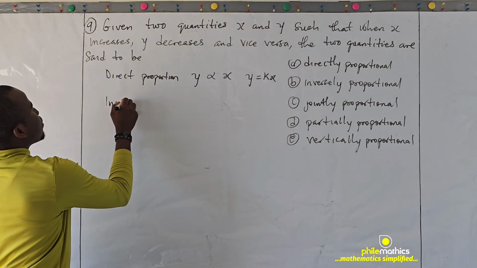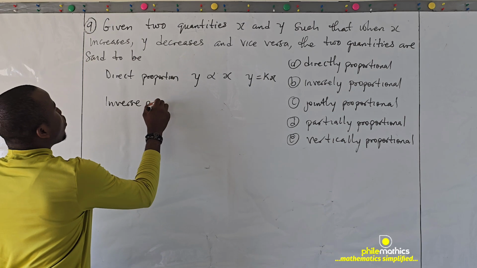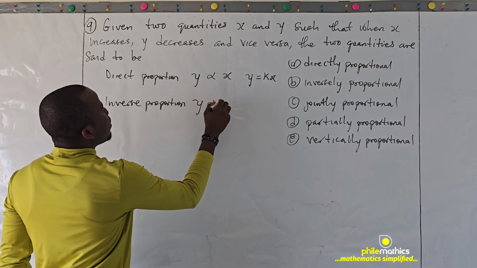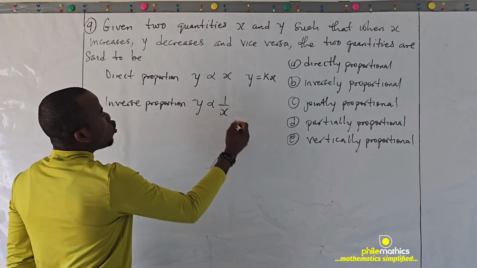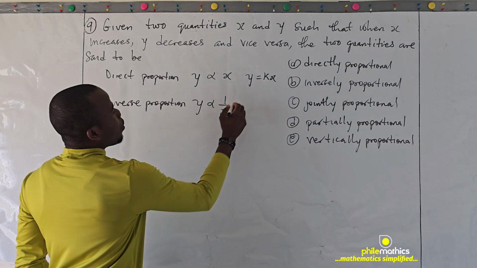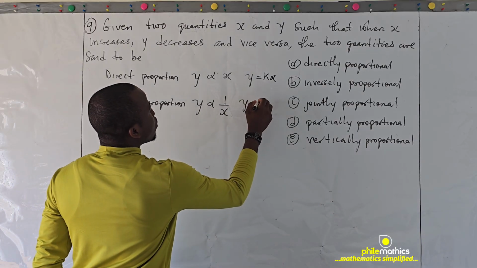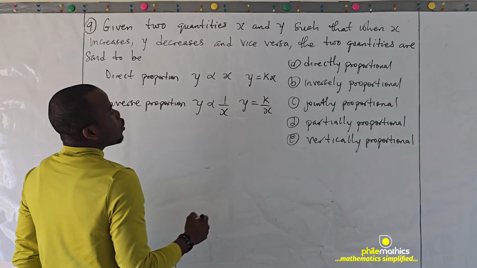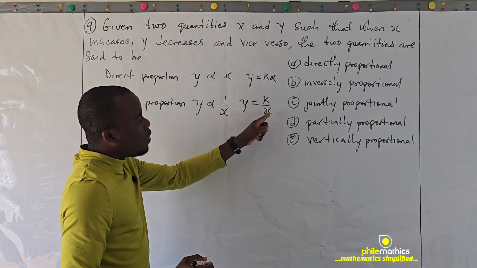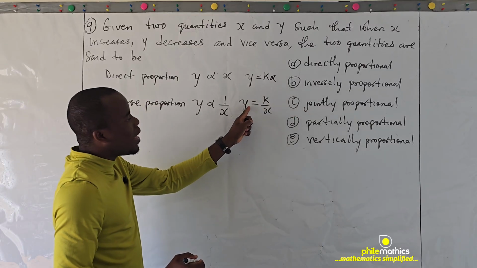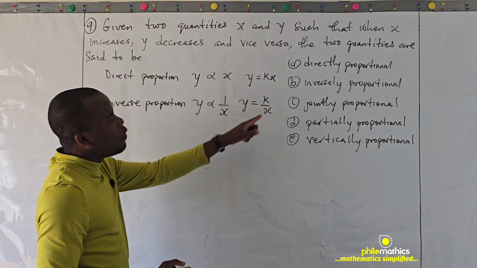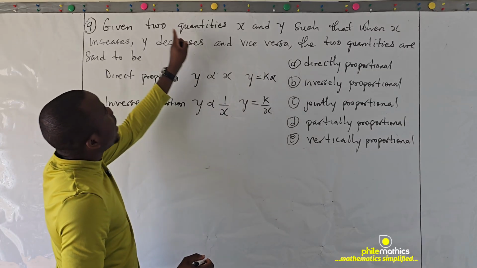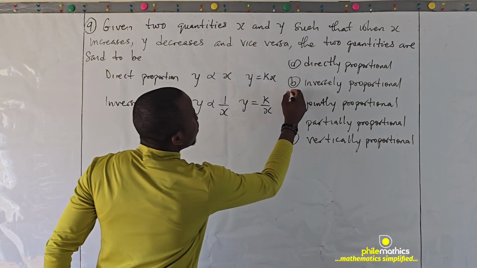For inverse proportion, we have y varies inversely with x. And so if you introduce the constant of proportionality, we have y equals k over x. And so in this case, if x is increasing, y is decreasing. And if x is decreasing, y is increasing. And so that is what fits this, which is B.